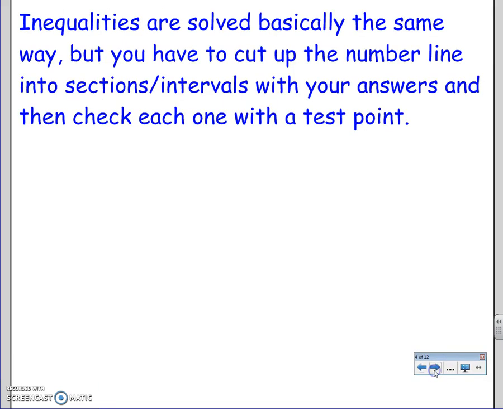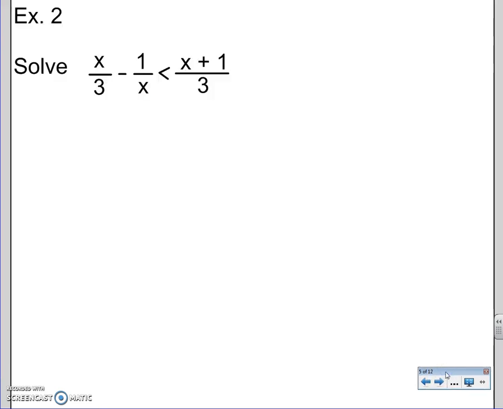Alright, when we do inequalities, we solve the same way, but our answers, we have to use them to cut up the number line into sections and intervals, and we'll check each one with a test point. So here, it's an easier problem. Same thing, first step, common denominator. So let's find the LCD.